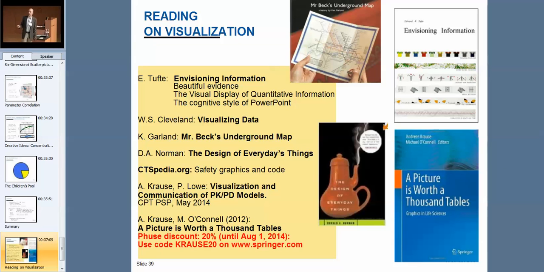Then Phil Lowe and I have put out an article on visualization and communication of PKPD models. And about a year ago came out this book, which is also in the video that we have seen: A Picture's Worth 1,000 Tables, Graphics in Life Sciences.